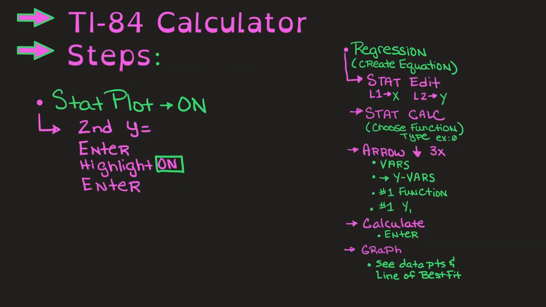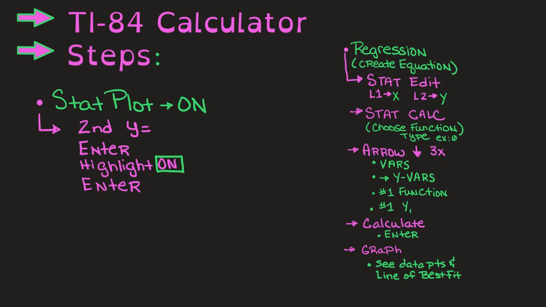All right, so let's just recap the steps for the TI-84 calculator when we enter data from a table. The first thing you want to do is turn your stat plots on. To do this, you're going to go to second y equals, hit enter, make sure that it's highlighted to on, hit enter again, and that will allow you to see the data points if you hit the graph button.